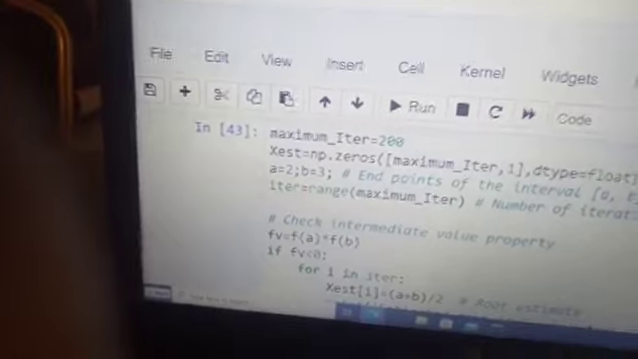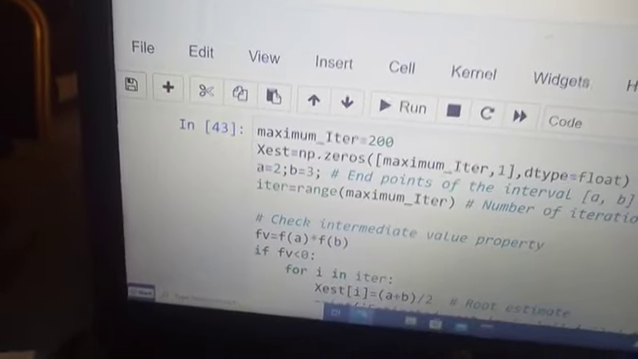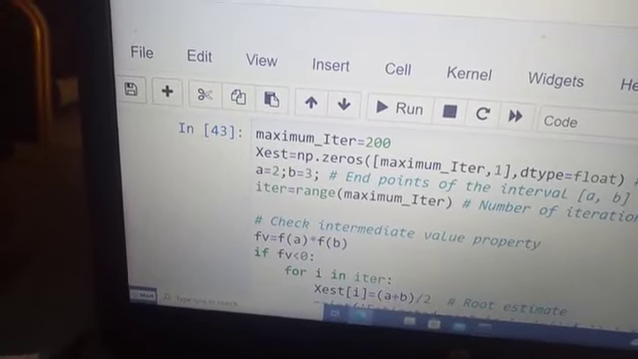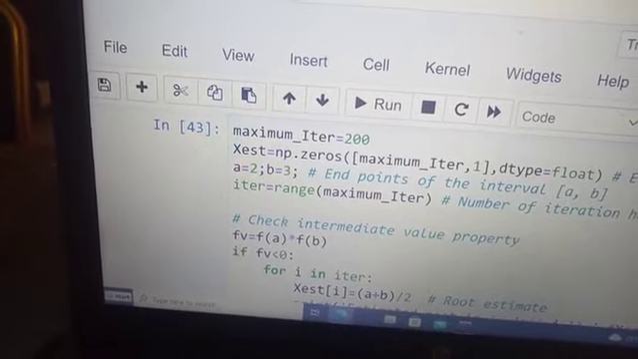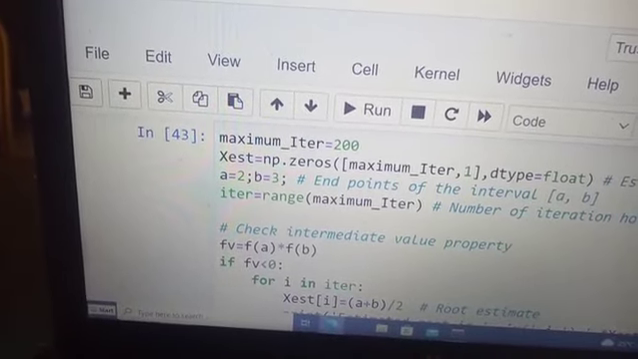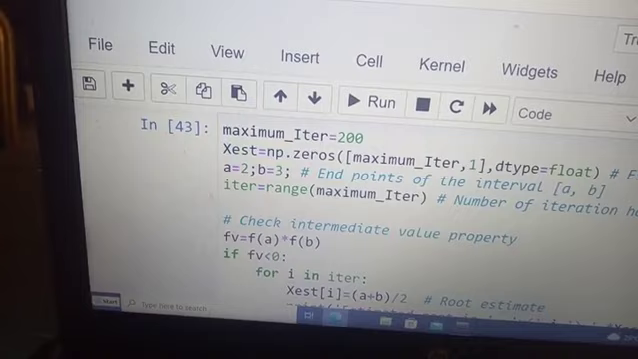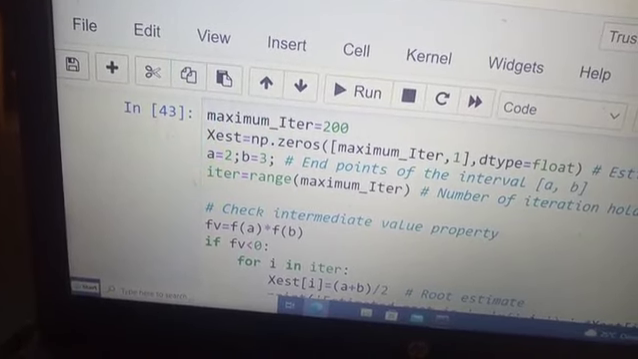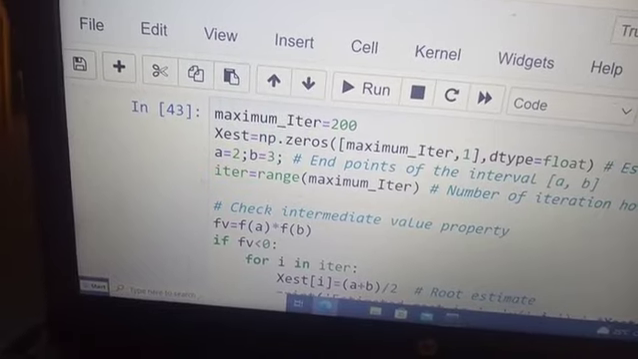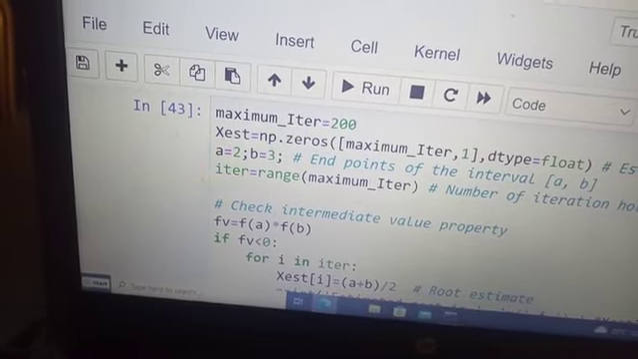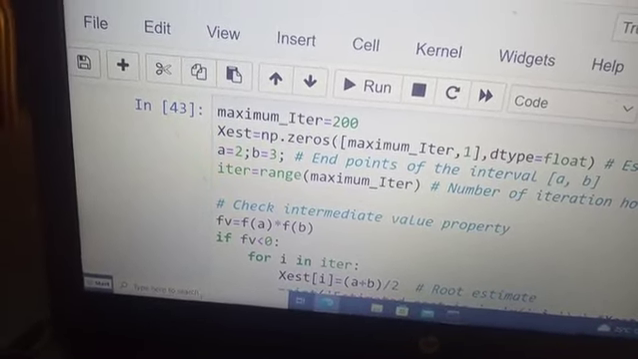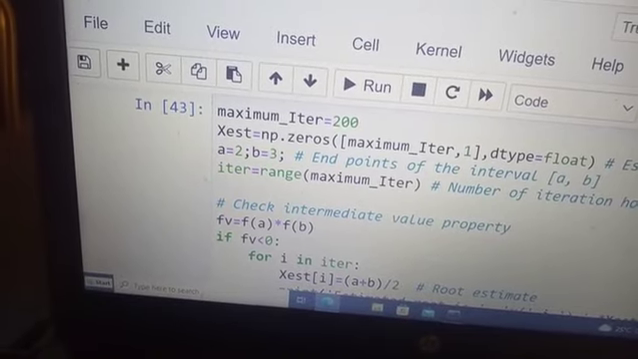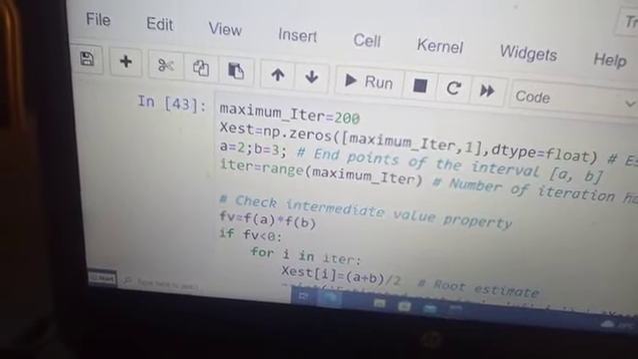Next, you see the maximum iteration set to 200, that's by choice. And then we look at xst, that is the estimate of the roots. We'll create up to 200 positions for this estimate, so we expect to get about 200 estimates.